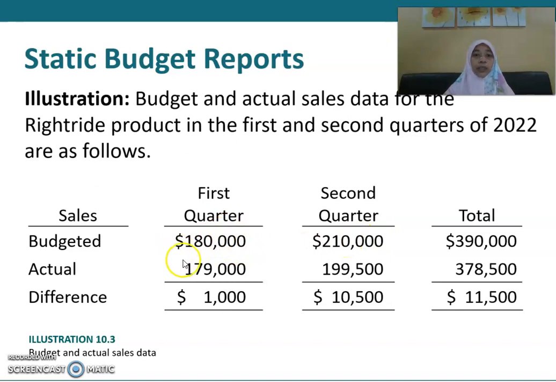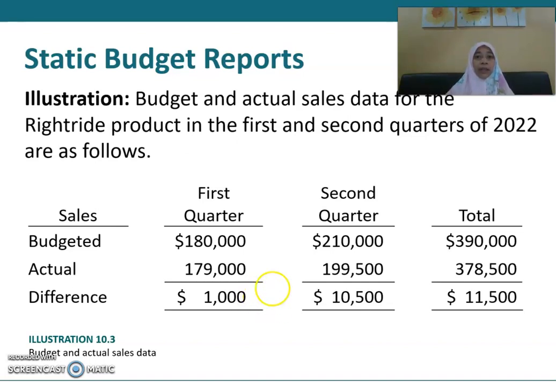In the first quarter, you have budgeted your total sales to be 180,000, assuming it is in ringgit, in monetary value. But at the end of the first quarter, you found out that the actual result is 179,000. So how do you get the difference? It's just 180 minus 179, so you've got 1,000. That 1,000 is the difference, or the variance, that you have.